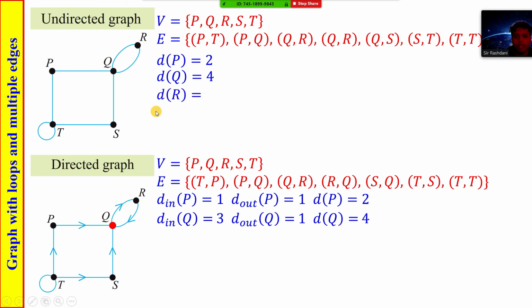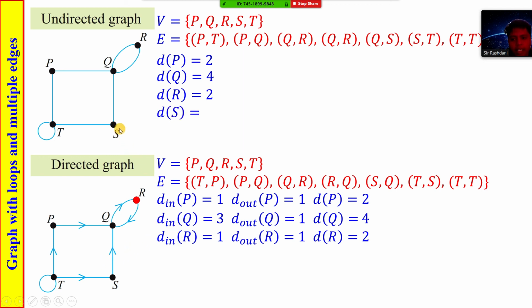And then for the degree of R, we have 1, 2. For this one, degree in of R, we have 1 only, and out we have 1 only. So the total degree of R will be 2. Okay, for the degree of S in here, we have 1, 2, and then degree in of S, we have 1 only, and degree out of S, we have 1 also. So the total degree of S will be 2.